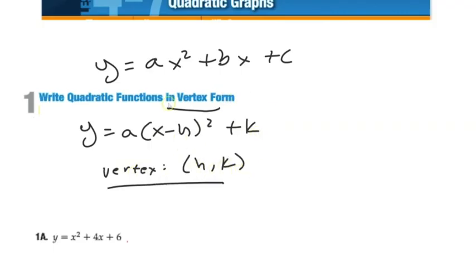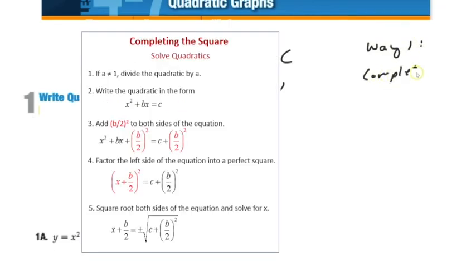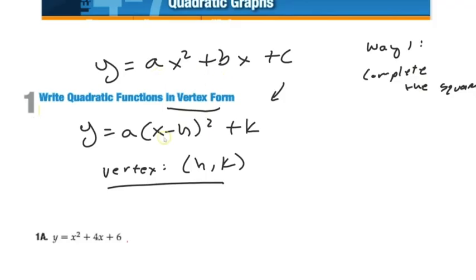What we're going to do is go from, hey, how do you get it from this form to this form? And it's actually very simple. There's two ways to do it. Way 1, complete the square. That's what you guys all want to hear. If you complete the square on this, you're going to get it in vertex form. That's way 1. Way 2 is find the vertex.